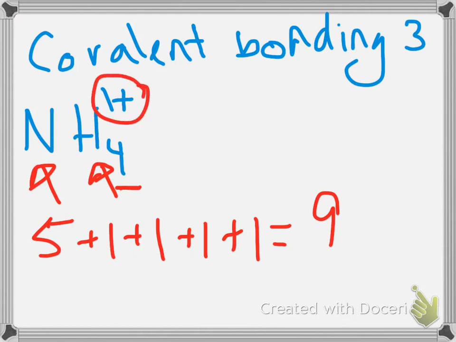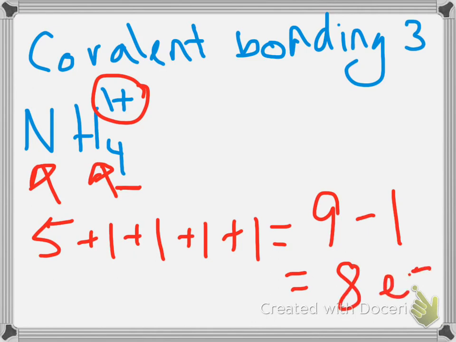We have this 1 plus charge. If you remember, electrons are negatively charged. That means if we have a positive 1 charge, this whole compound has actually lost 1 electron. That's why it is a positive 1. It has 1 more proton in it than electrons. So it has lost an electron, so we actually have a total of 8 electrons, not 9.